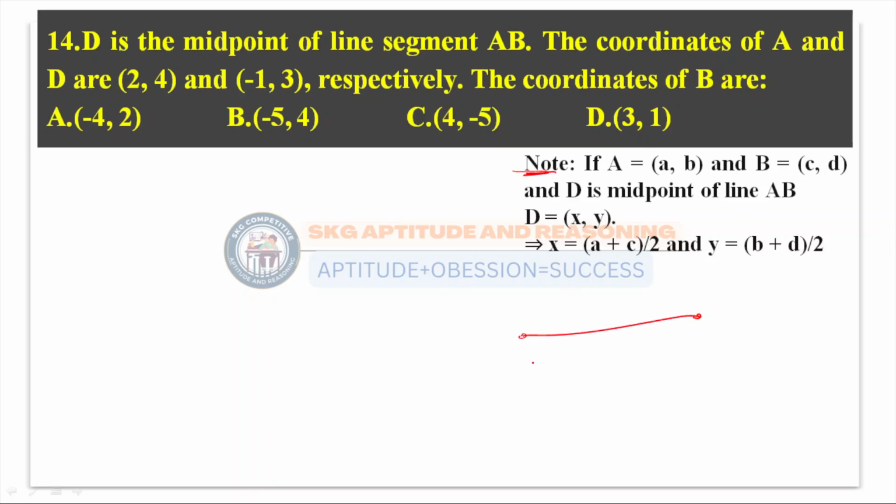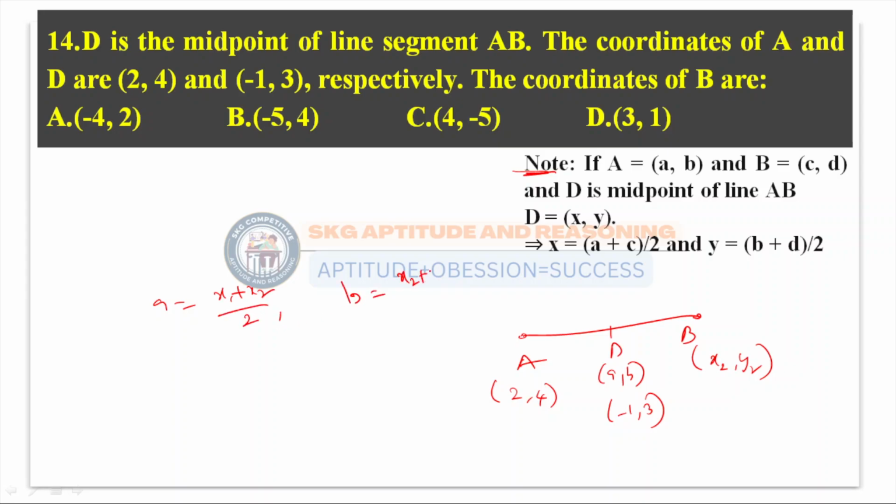Well, let us consider this one. A and B are the two points, and here D is a midpoint, and the A value is given as 2 comma 4, and let us assume the D value will be A comma B, and we need to find x2 comma y2. The A comma B value is given as minus 1 comma 3, and if we substitute the values here, A will be equal to x1 plus x2 divided by 2, and B will be equal to y1 plus y2 divided by 2.